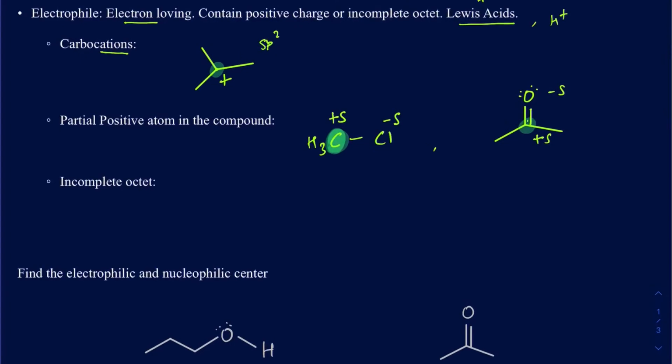Well, we did talk about the carbocations having the incomplete octet, but that does have a positive charge. Now you can have neutral species that actually have an incomplete octet and they have maybe only 6 electrons, and they can accept a pair of electrons to make their octet complete, and those are going to be also acting as an electrophile.